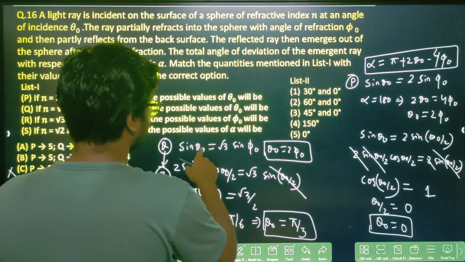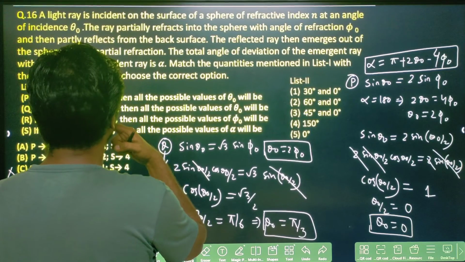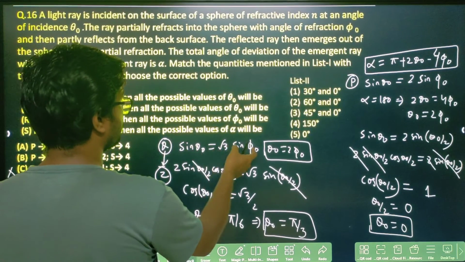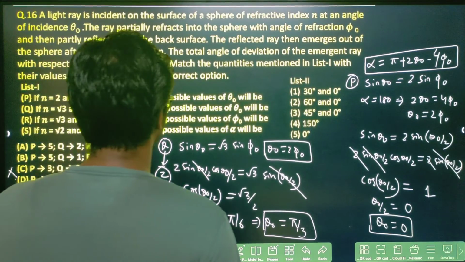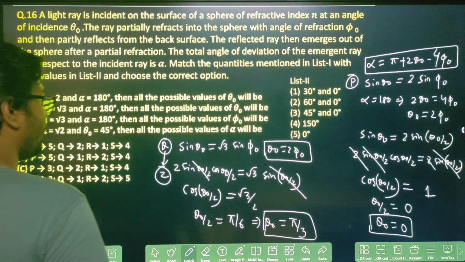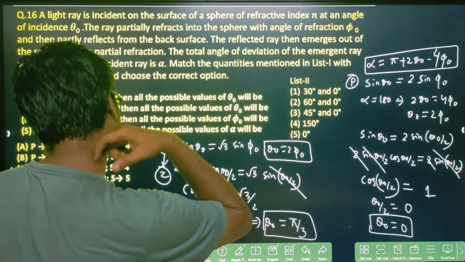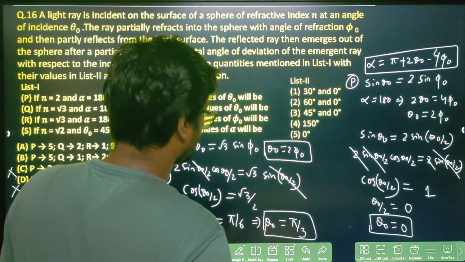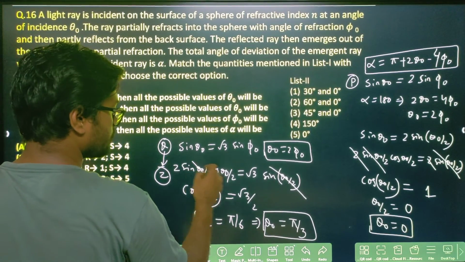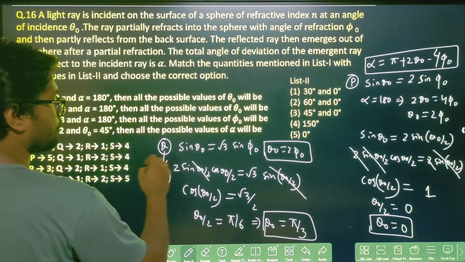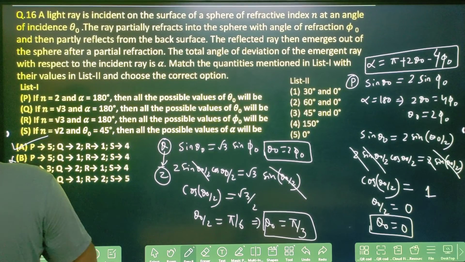0 degree also possible. If you put 0 degree here, so phi naught, theta naught, if you put 0 degree, then obviously it will be 0, right? So it will satisfy here. Now you can calculate for other option, but this option is enough to find out this relation. P is your 5 and Q is your 2. So option A is correct, B is incorrect.